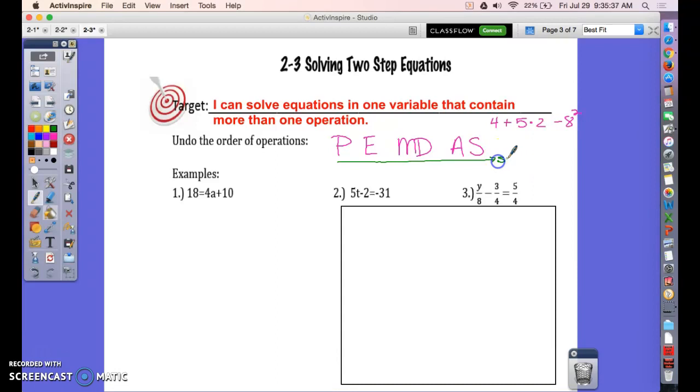So we follow order of operations when we are simplifying, right? There's no equal sign. However, when we're solving an equation, now you have an equal sign, you have to undo what was done, okay? So we have to work backwards. When you see an equal sign, you actually start with addition and subtraction, and you undo that first. Okay, so remember that.